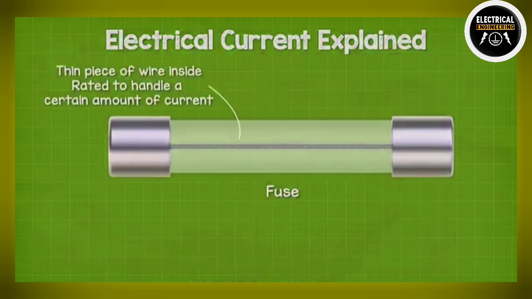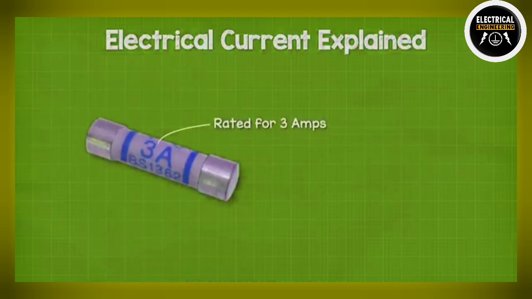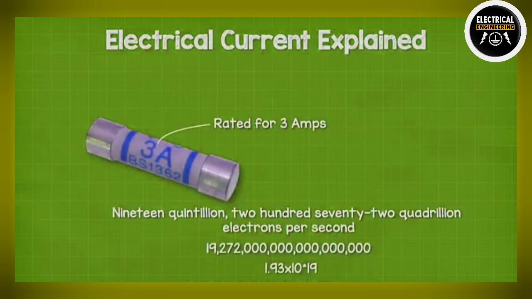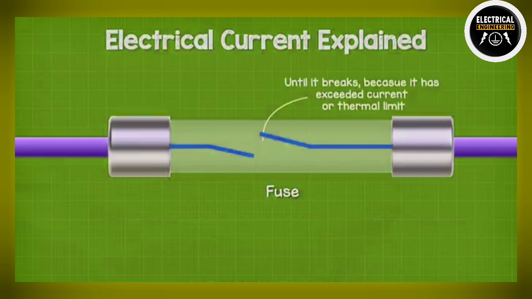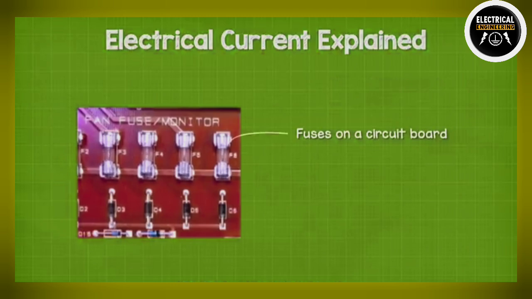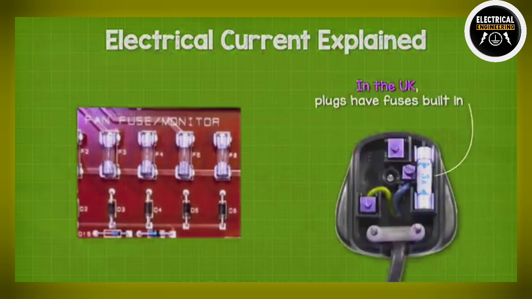Fuses, in a basic sense, have a thin piece of wire inside them, which is rated to handle a certain amount of current flowing through them. In this case, this one is rated to handle 3 amps, or 19 quintillion 272 quadrillion electrons per second. If too much current flows in the circuit, then the fuse will burn out, and this will open or break the circuit to protect the expensive electrical components. The fuse acts as a weak point, and is very cheap to replace. So you can find these mounted on circuit boards, and in the UK, plugs will often have a fuse built in for added safety.